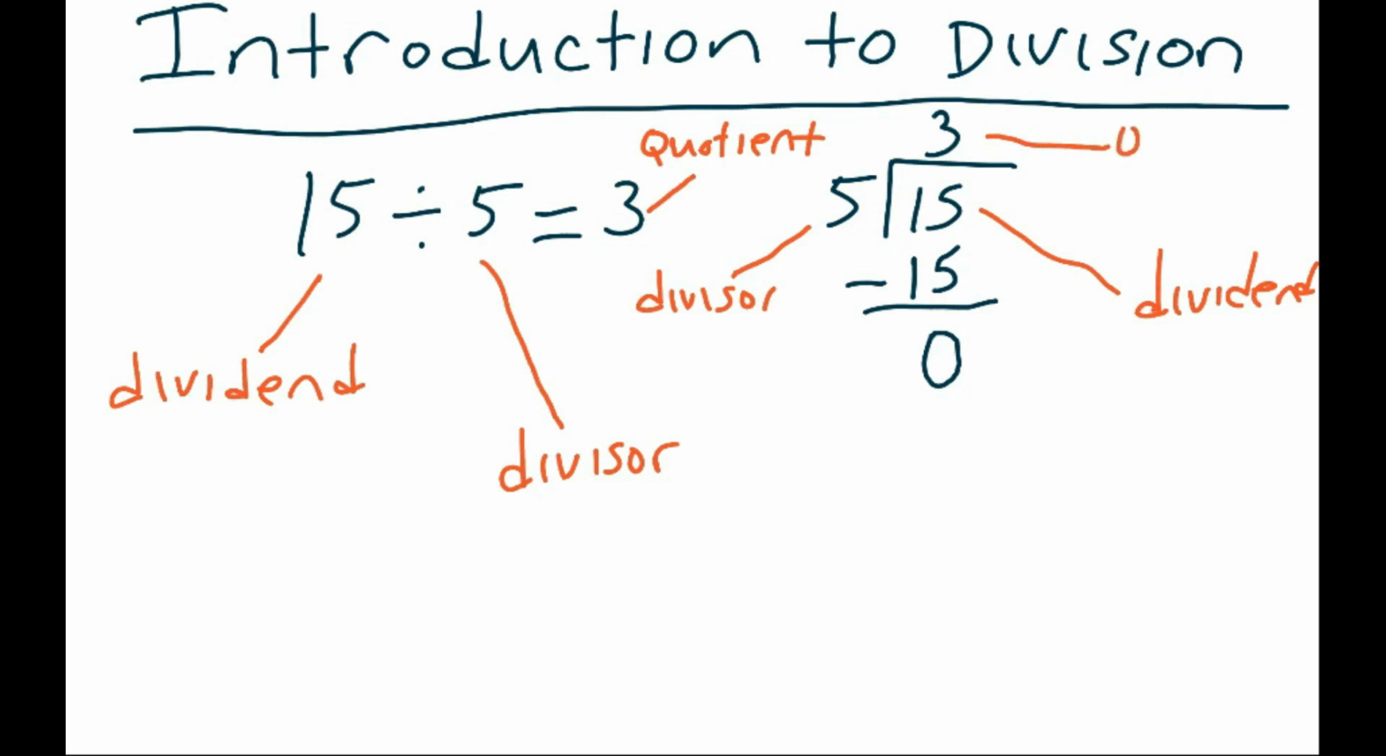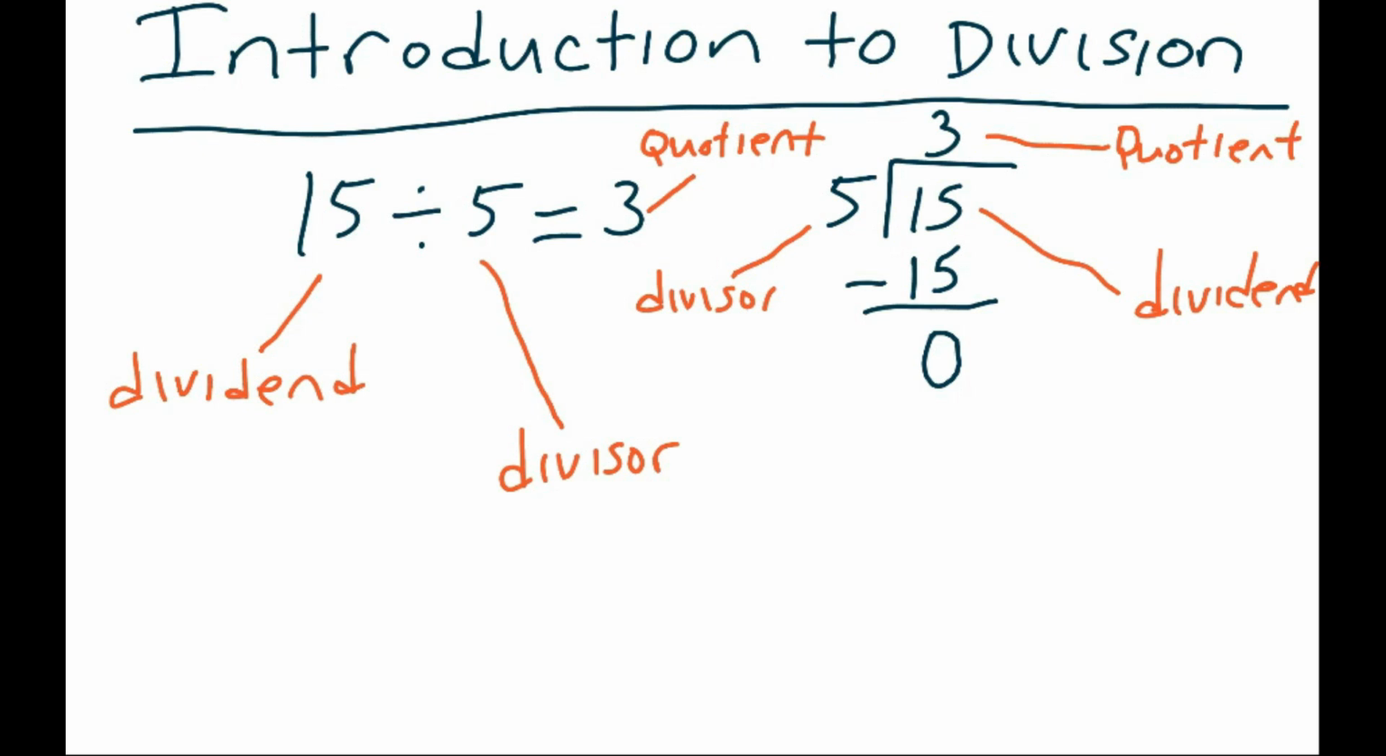So if you have a math problem that says find the quotient, let's say find the quotient of 5 and 15, the quotient means they want you to divide. The quotient is the answer to a division problem.